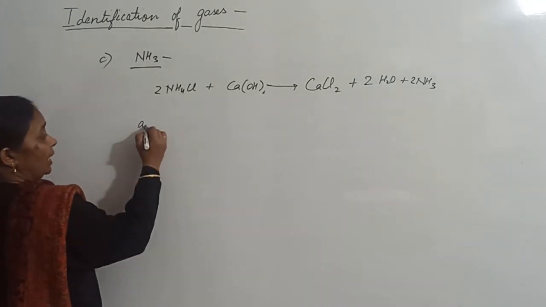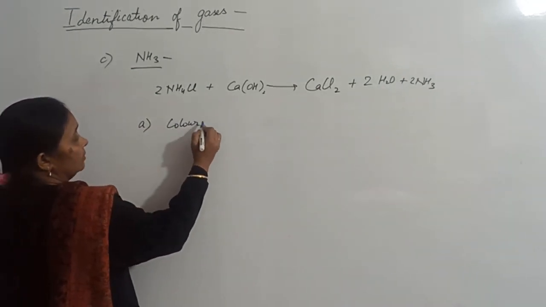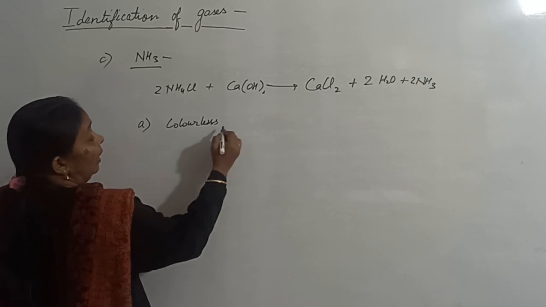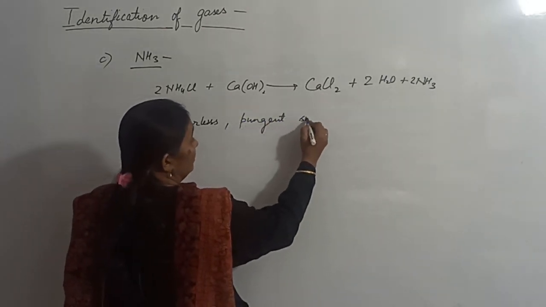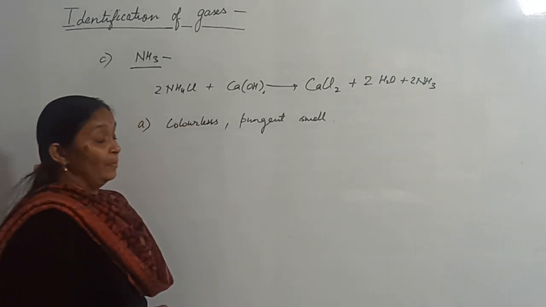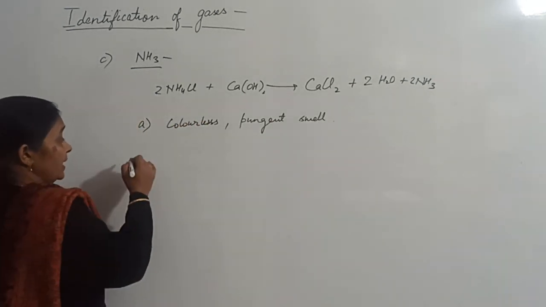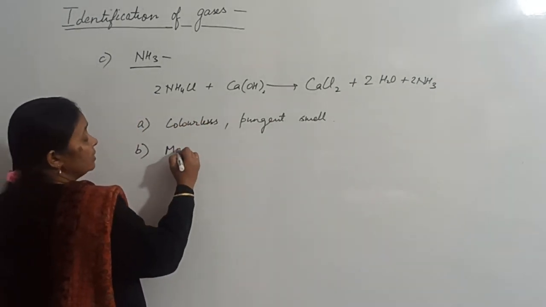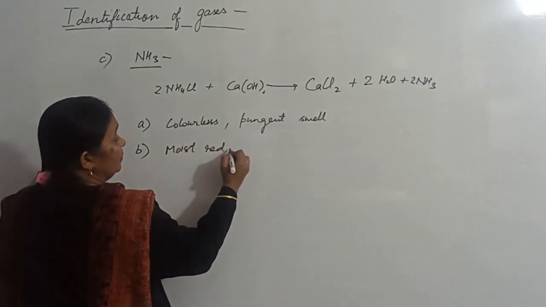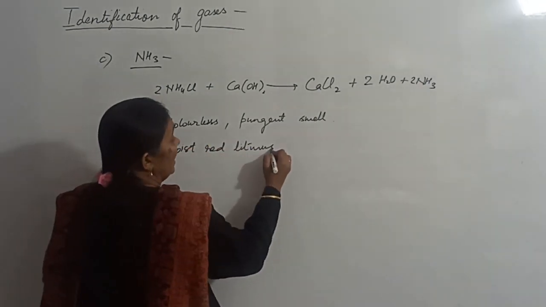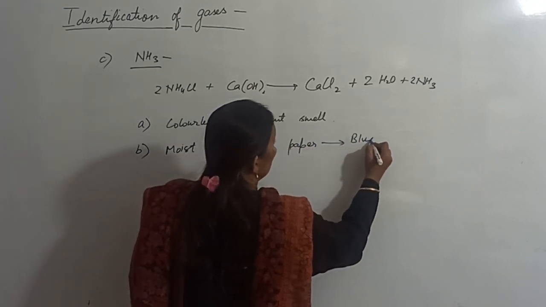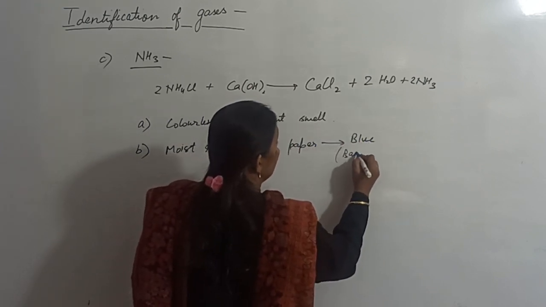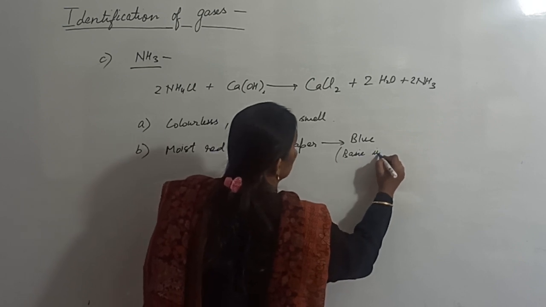This gas ammonia is again colorless, but it has a pungent smell. This is a pungent smelling gas. If you bring moist red litmus paper in contact with this gas, moist red litmus paper turns blue because this gas is basic in nature.